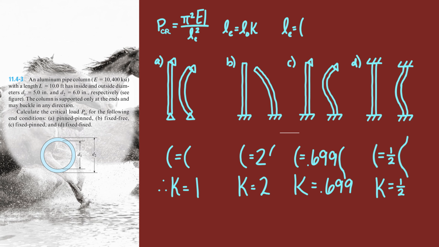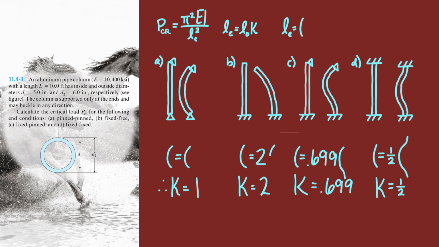So like for part D, if I have my initial length of 10 feet, but it's fixed, then only half of it is necessary. Half of that length is necessary to make this little parentheses shape. That's what gets squared, and we divide that from pi squared EI. So I can plug in all of my information.